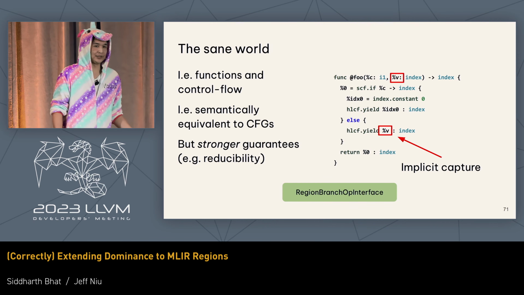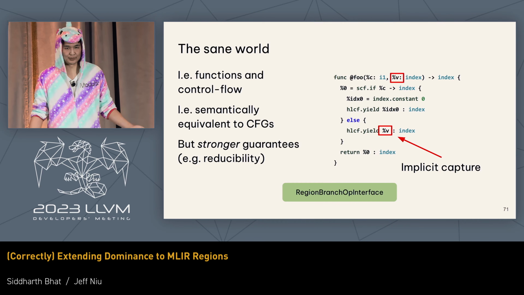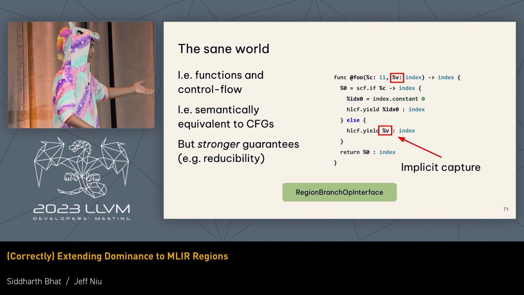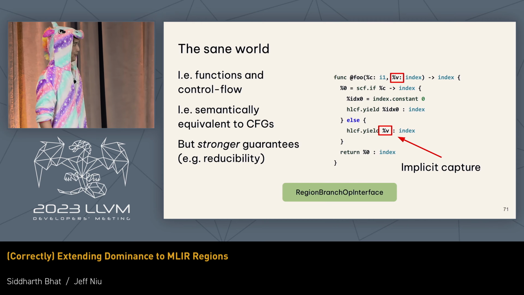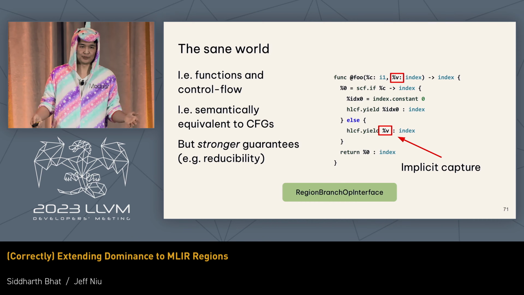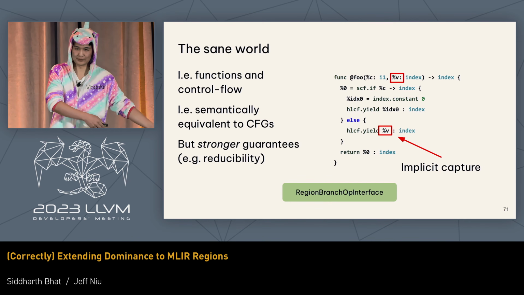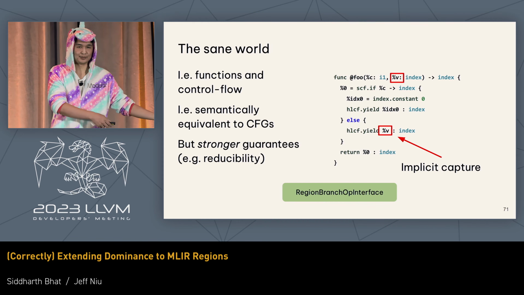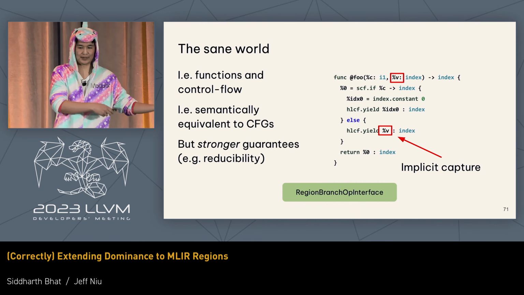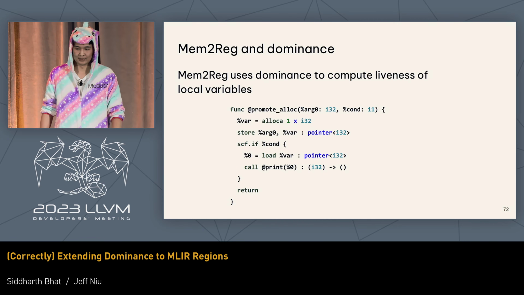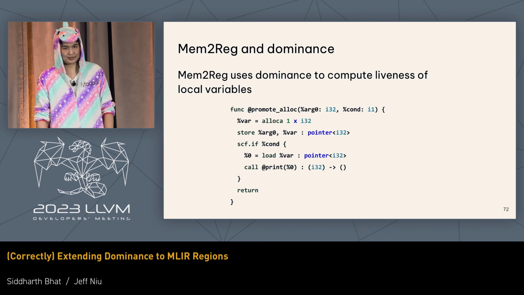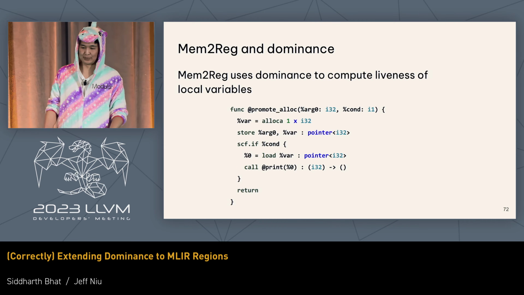And you even get stronger guarantees on control flow, like it is guaranteed to be reducible if expressed with regions that have these semantics. Which means that this sort of structured control flow is semantically equivalent to control flow graphs. And so everything about dominance that applies to control flow graphs applies to these kinds of regions. So one use of dominance in MLIR, for example, could be mem to reg.